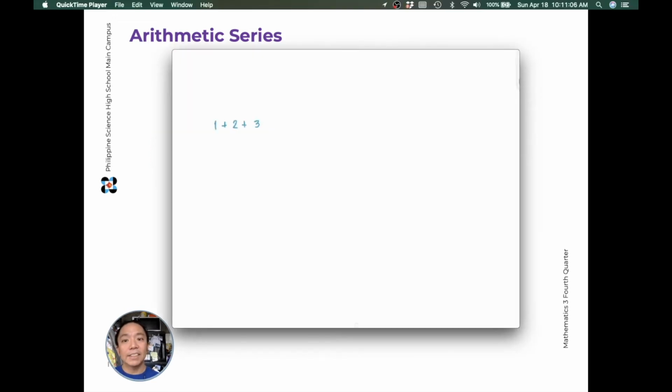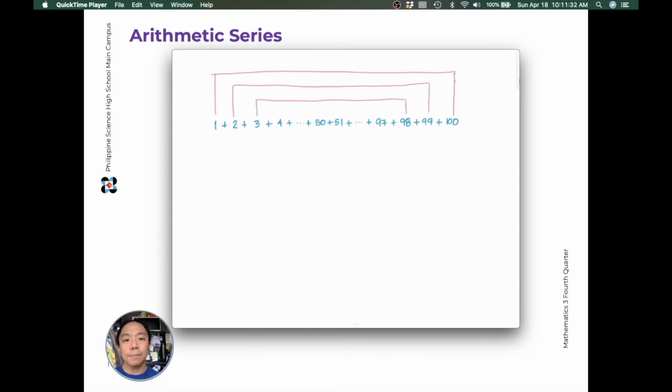So let's start by listing down the terms in the arithmetic sequence all the way to 100. So finite arithmetic sequence kasi we're only looking at the first 100 terms. If we match up the first and the last terms, the second to the last and the second term, the third term and the third to the last term, the fourth term and the fourth to the last term, and so on, until umabot tayo dun sa gitna na pairing.